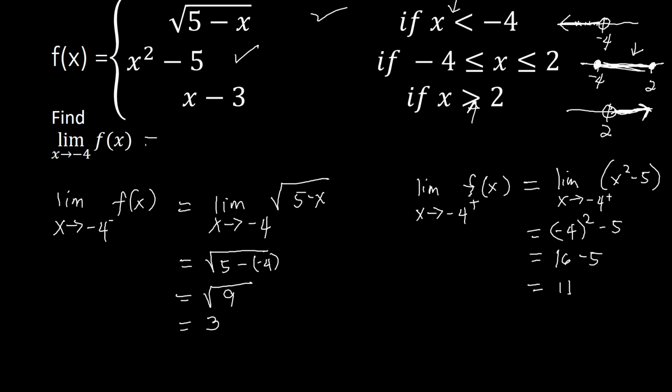Now answering this question, the limit of f of x as x approaches negative 4 is equal to DNE, because your limits from the left side and right side are not the same. So the limit here does not exist. That is how you evaluate the limits of a piecewise function. So I hope that you learned something.